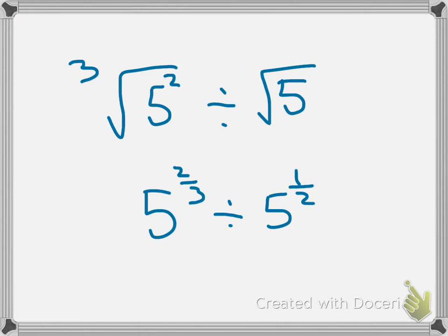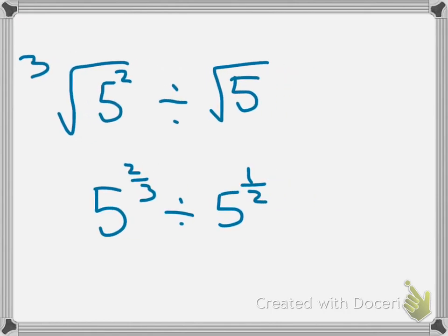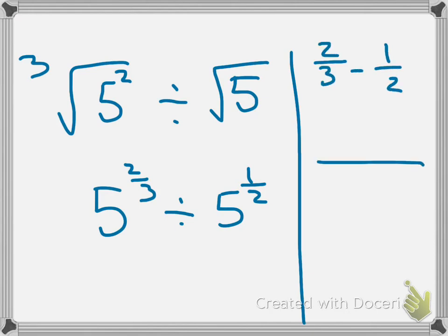So I'm going to actually scoot all this over a little so that we have some room over here. I'm going to kind of take a little detour, and we're going to go 2 over 3 minus 1 over 2, and we're going to use a common denominator of 6.